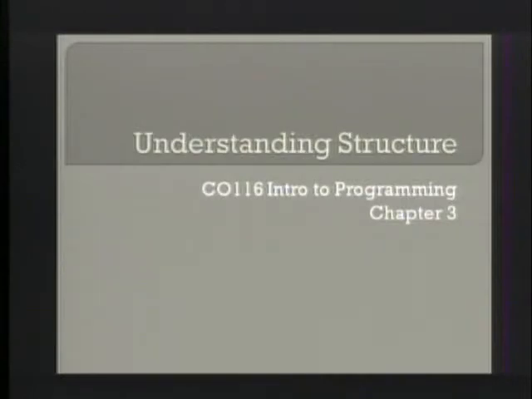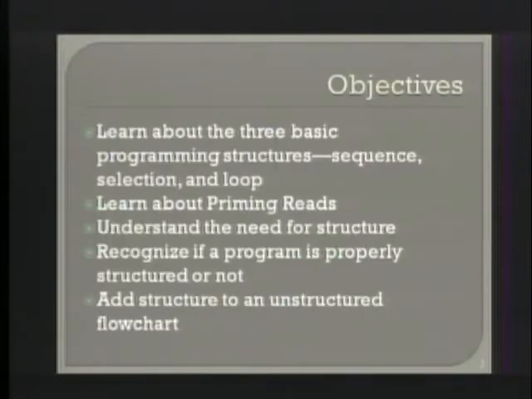So let's take a look at this. The objectives here are to learn about the 3 basic programming structures: sequence, selection, and loop. Every program that's ever been written uses those 3 structures, and only those 3. Once you learn how those work, you can tie them all together and come up with a program. You've been doing that so far, but it's mostly been just a sequence of instructions that you've been writing. So we're going to learn about that.